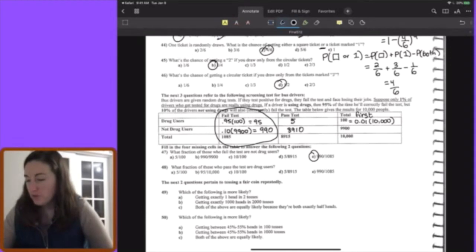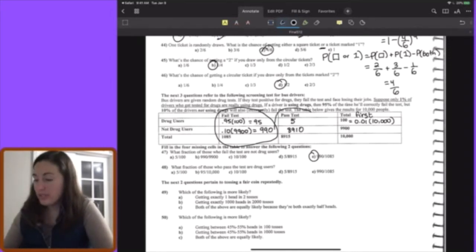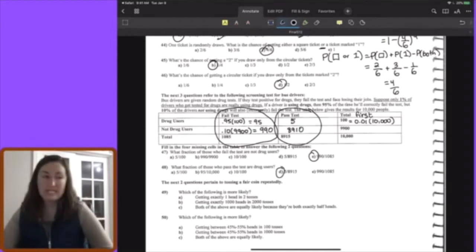What fraction of those who pass the test are drug users? So now we're looking at this column. 8915 passed, and only 5 of them are drug users. So that should be E.